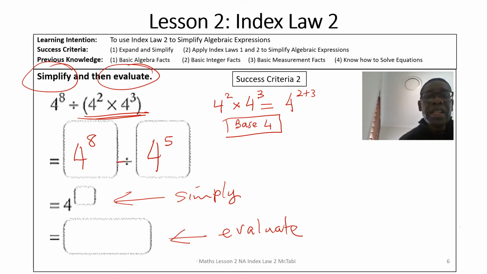And we're dividing by 4 to the power of 5. Remember, 4 to the power of 5, we're able to do this using law 1. Now we need to apply law 2 to this.